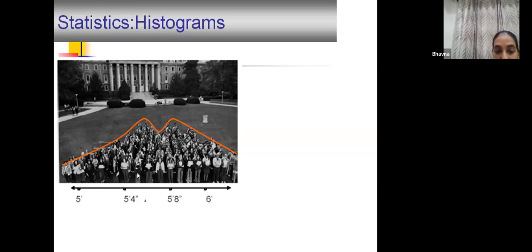This is 5'4", this is 5'5", this is 5'8". So maximum people in your group are at what height? Most of you are sharing two peaks, right? There are two peaks in the data, and most of you are having a height of 5'5" to 5'8".